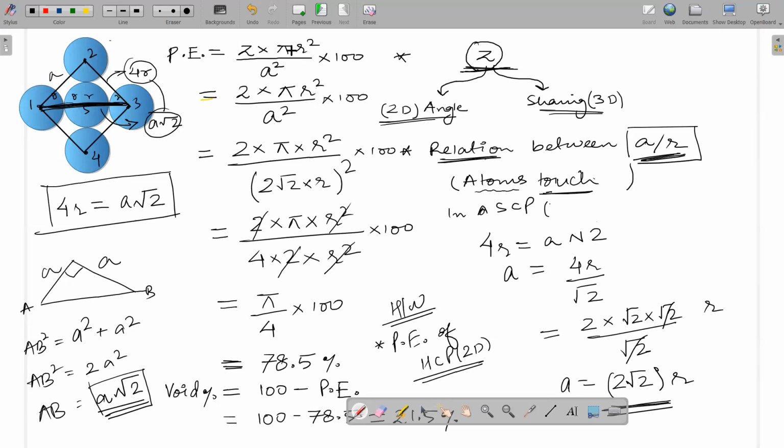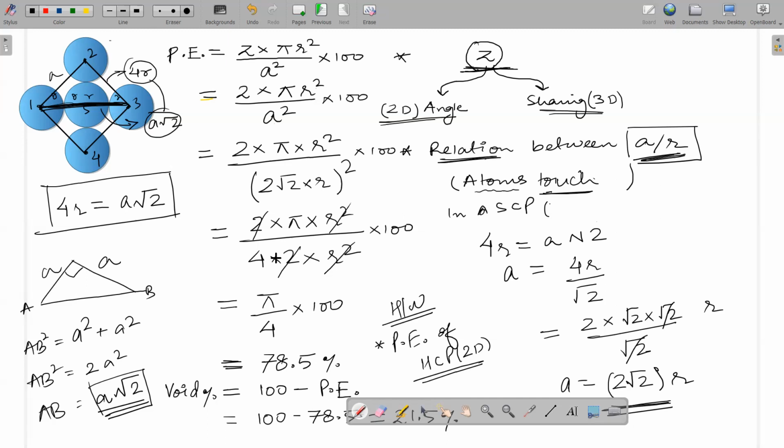Give me a thumbs up if you understood what I said. Sir, just the packing efficiency, right? Yes, just the packing efficiency. It is enough. Sir, what about void percentage? Void percentage you can find as 100 minus it. What do you mean by what about void percentage? You want to ask what it means?